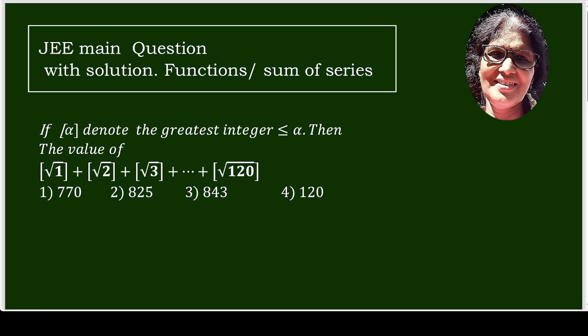This is a question from JEE Main on functions and sums of series. The function here is the greatest integer function. So let us see the question. If floor of alpha, or greatest integer function of alpha, denotes the greatest integer less than or equal to alpha, then the value of floor of square root of 1 plus floor of square root of 2 plus floor of square root of 3 up to floor of square root of 120 equals to? Four options are given: 770, 825, 843 and 120.